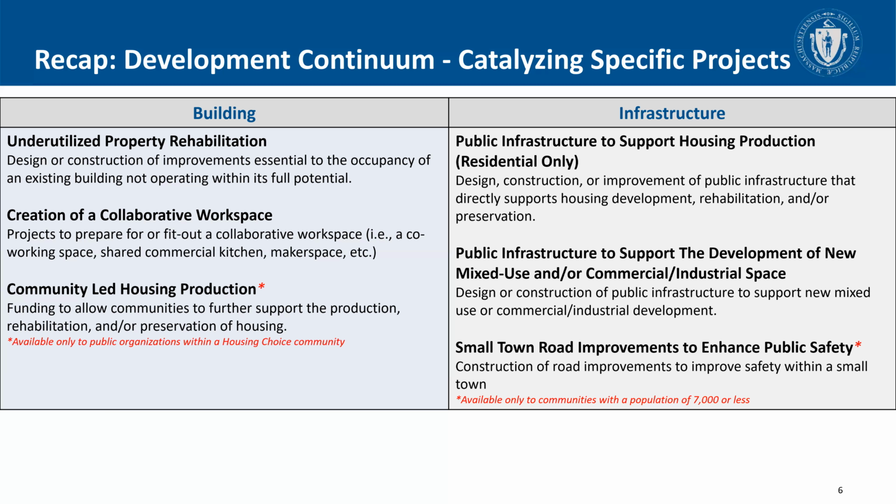The buildings category supports vertical construction, including the rehabilitation of blighted structures and the build out of new collaborative workspaces, for example. While the infrastructure category supports construction of publicly owned horizontal infrastructure projects to make improvements to roadways, water, sewer, and electrical utilities required to create more housing and jobs.